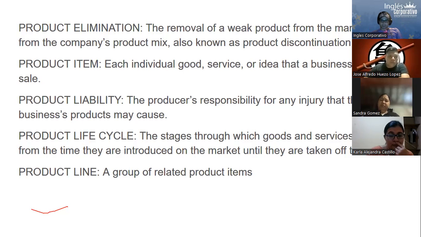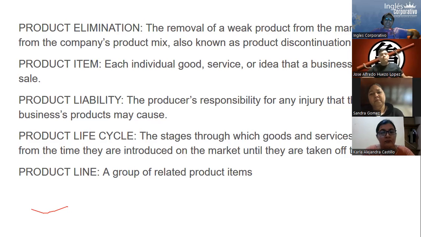Product liability. Who wants to read product liability? Okay, me, teacher. Okay, go ahead. Okay, product liability. The producer is responsible for any injury that the business's product might cause. Perfect. This is an important one, okay? Product liability. The producer's responsibility for any injury that the business's products may cause.